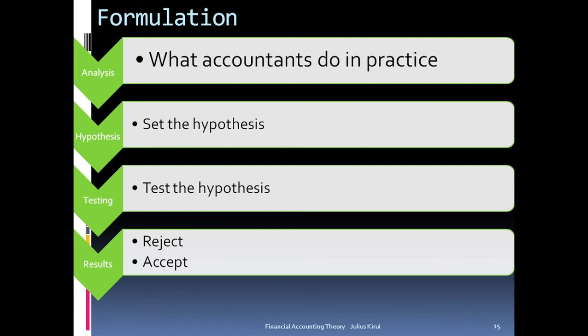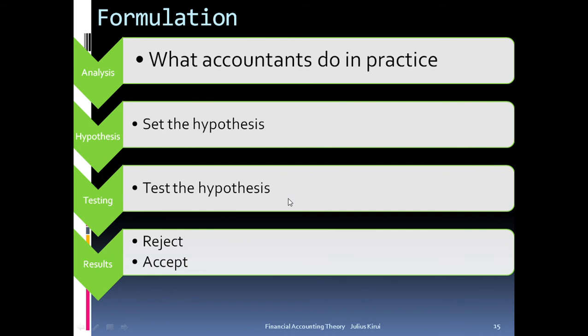Now, these are the processes of coming up with a descriptive or positive or inductive approach. Number 1, analysis: what accountants do in practice. So we are looking at what the accountants are doing in practice. In other words, we are using observation to find out what accountants are doing in practice. Number 2, hypothesis. Set the hypothesis, why the accountants are doing what they are doing. Then number 3, testing. Test the hypothesis. So you test the hypothesis.